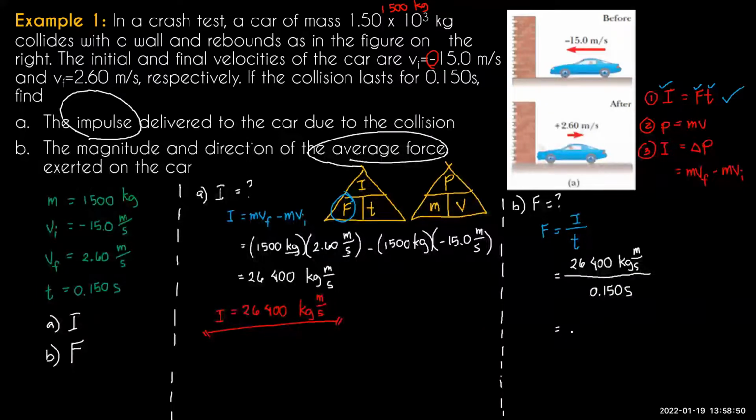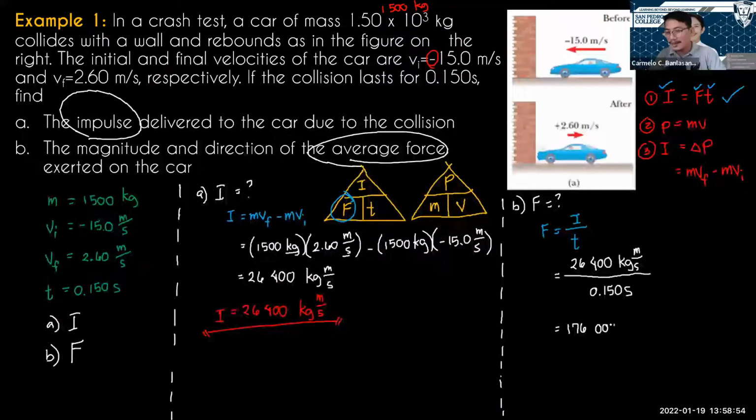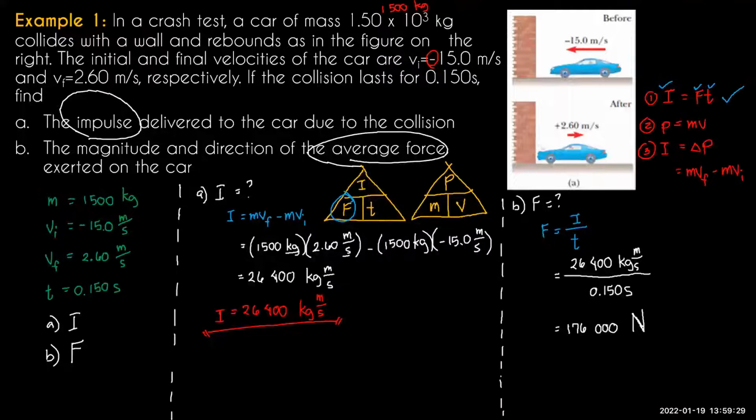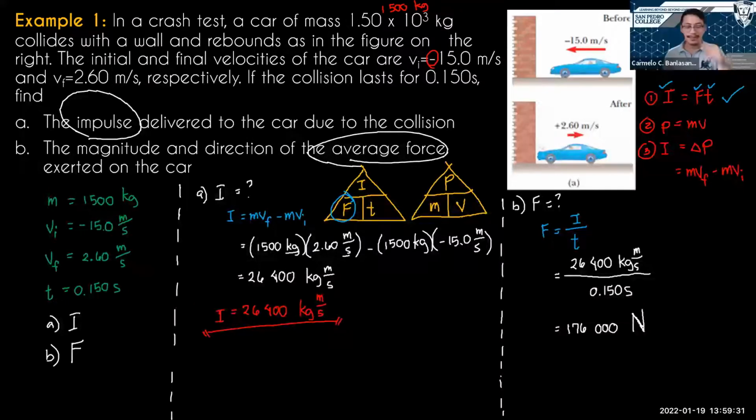176,000 po. 176,000. What's the unit of force, Chelsea? Newton, sir. That's the unit of force. Don't forget the unit, ha? Don't forget the units of our quantities. Okay, so we have force, which is equivalent to 176,000 newtons. This is the magnitude.